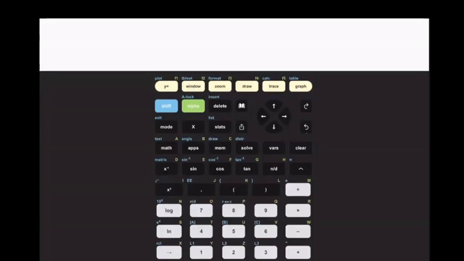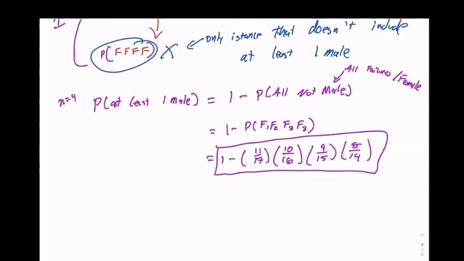So 1 minus parentheses 11 over 17 times 10 over 16 times 9 over 15 times 8 divided by 14. Enter. 0.86. Pretty high, actually. That's pretty cool.